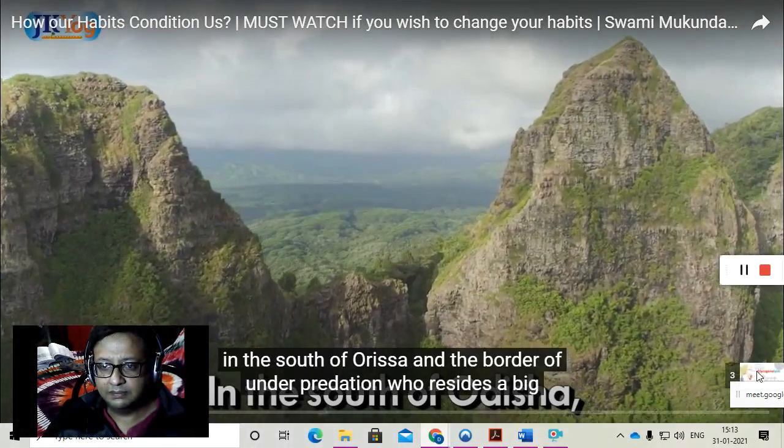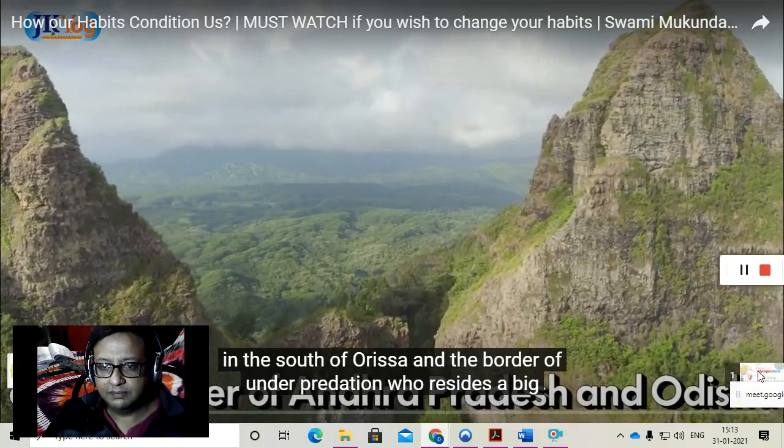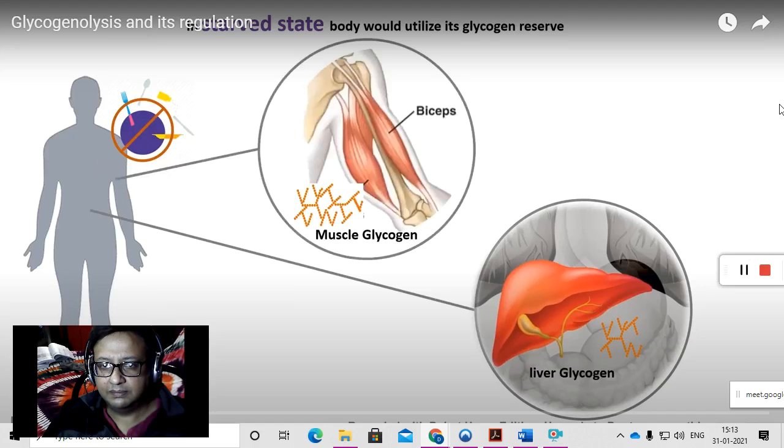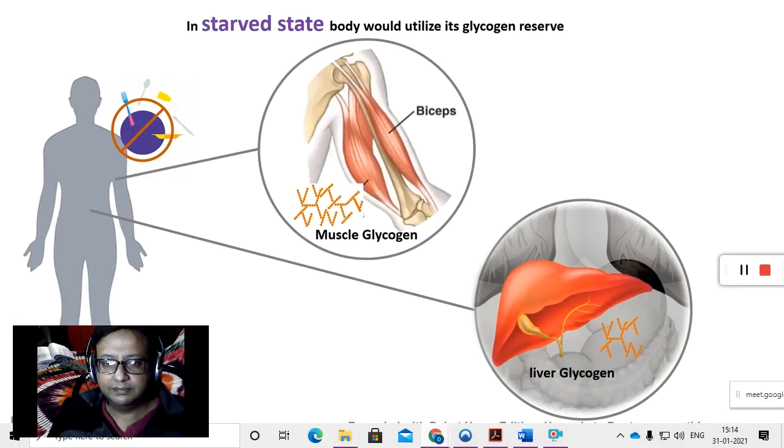the liver glycogen and the muscle glycogen would be broken down in order to produce glucose, and that could be used in the body to produce energy. And especially the brain needs glucose as a fuel, right?